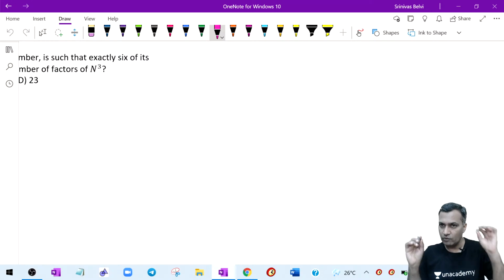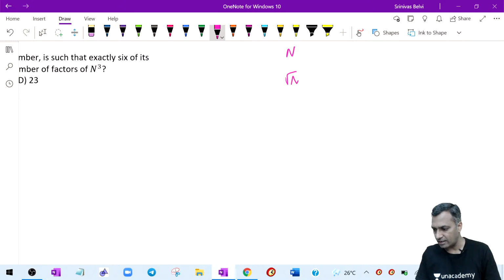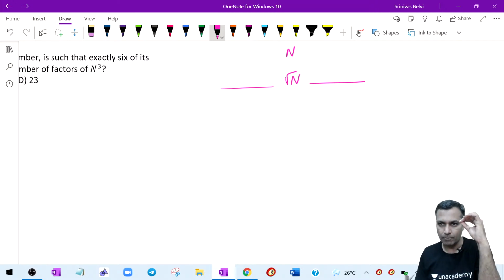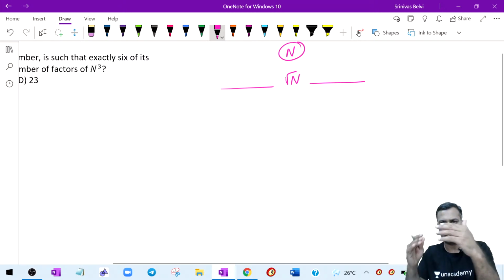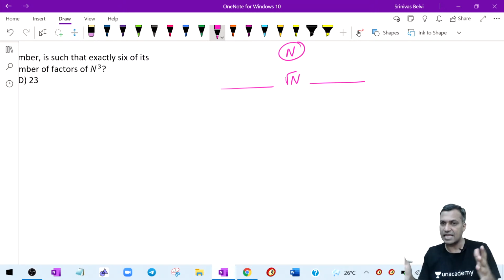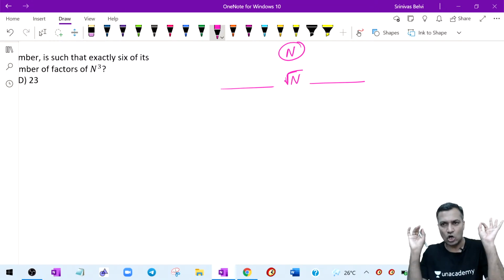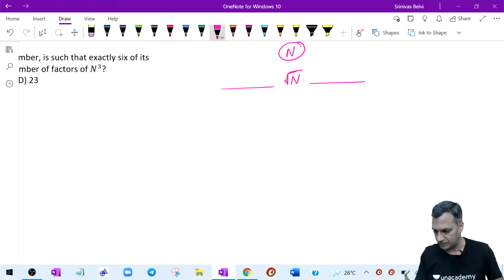Always remember, if I have a number n, the number of factors less than root n will be equal to the number of factors more than root n. It is simply dependent on this concept. As simple as this. Let me take an example to illustrate.